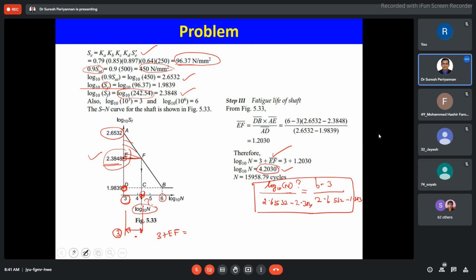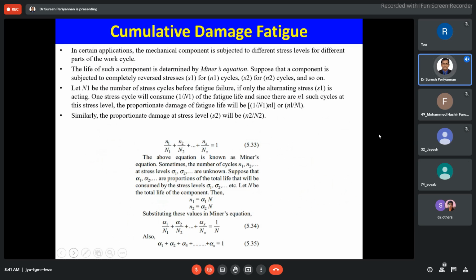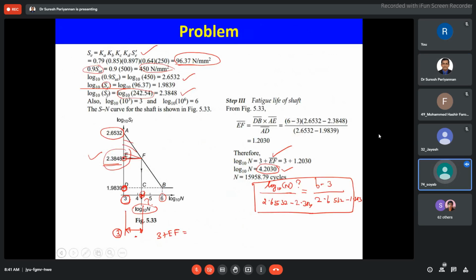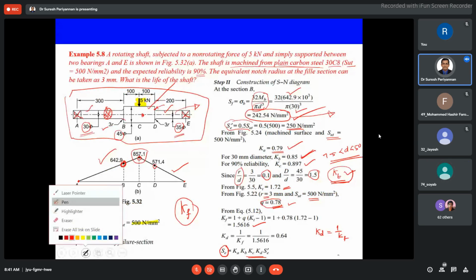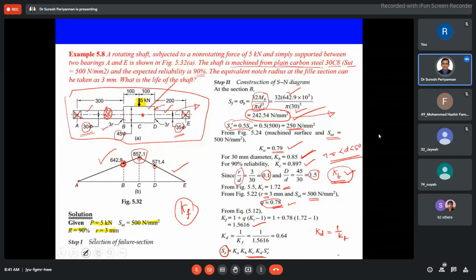Now I come to this, cumulative damage fatigue. Hello, sir. Yeah, tell me. Sir, will we always consider the lowest diameter as our failure section, regardless of our bending moment? I mean, you are asking about this one, right? Yes, sir. See, they clearly mentioned that the rotating shaft is subjected to a non-rotating force of 5 kilonewton, and hence only we are finding the bending stress.